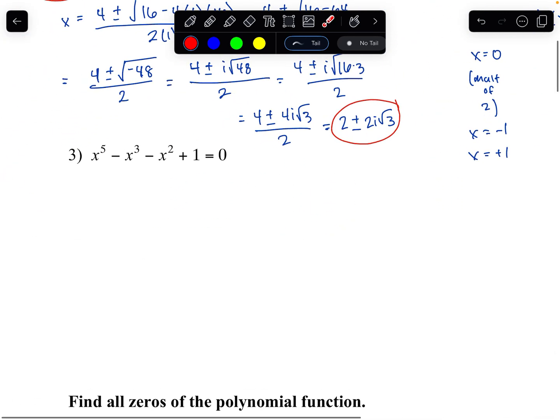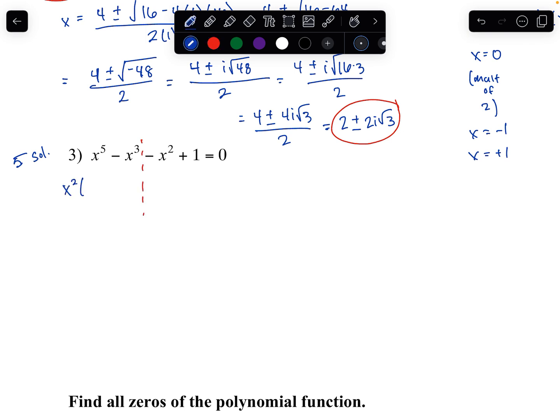All right, for 3, we're going to have 5 solutions. So I think I'm going to try and do some factor by grouping here because I see 4 terms. So let's go ahead and give that a go. I can take out an x cubed, and I'll be left with x squared minus 1.